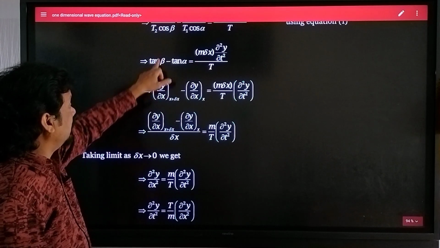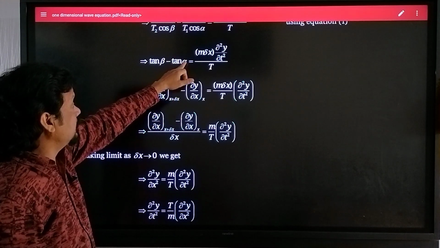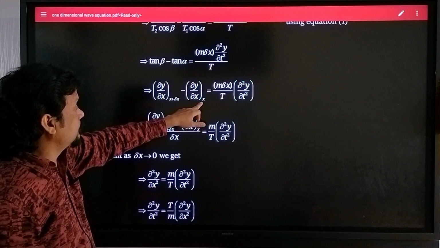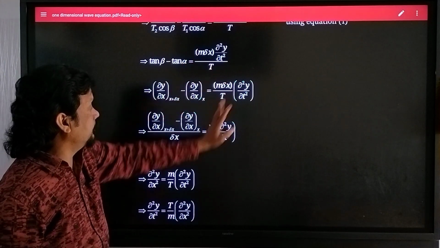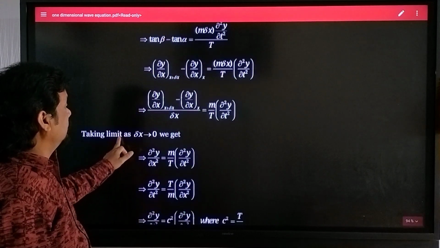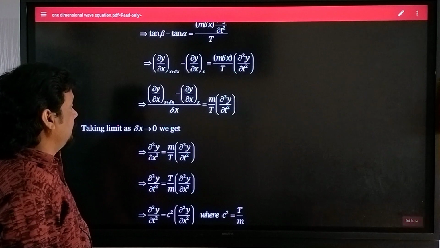That means slope at the point Q, where the x coordinate is x plus delta x. And in place of tan alpha, I have written del y by del x, slope of the tangent, whose x coordinate is x. And the right hand side remains the same. So dividing delta x on both the sides, here delta x cancels out. M by t del square y over del t square.